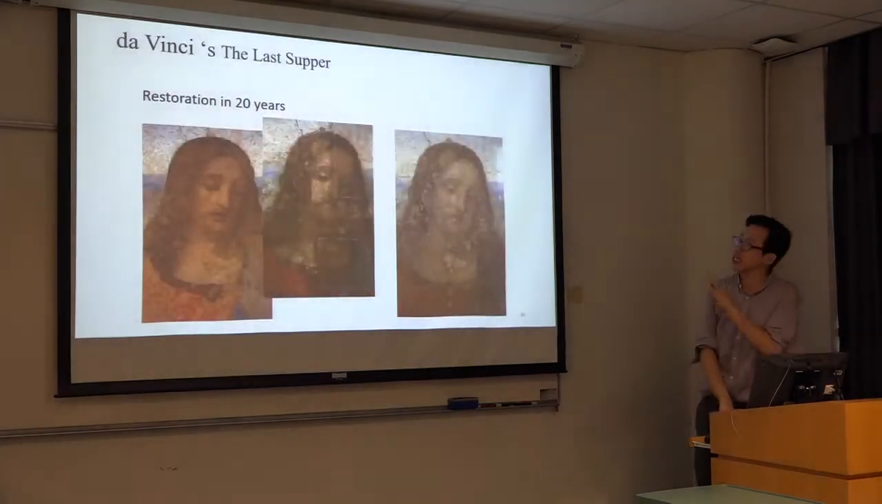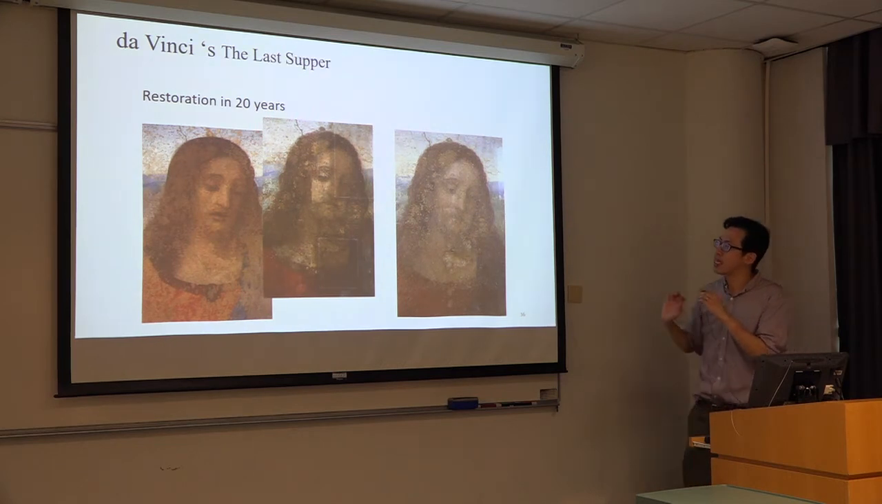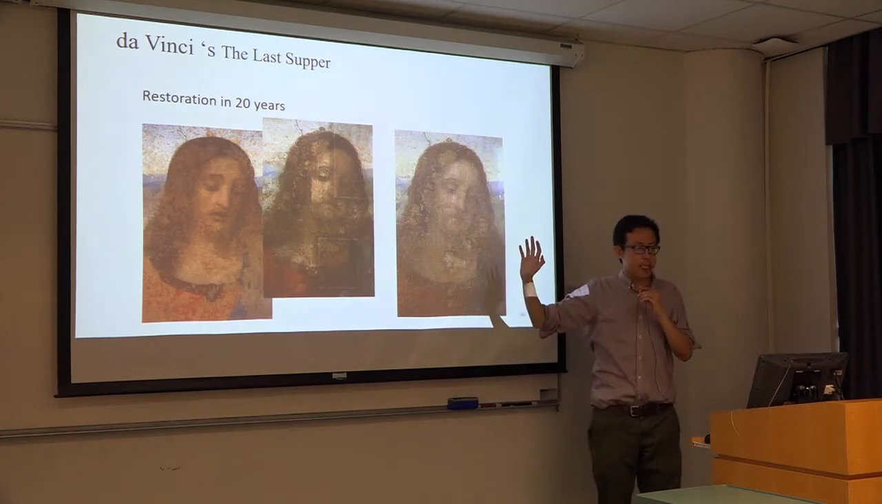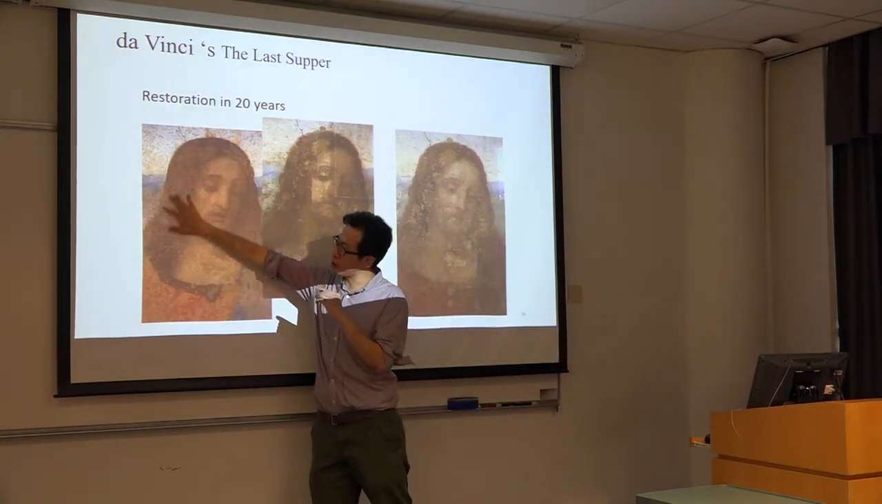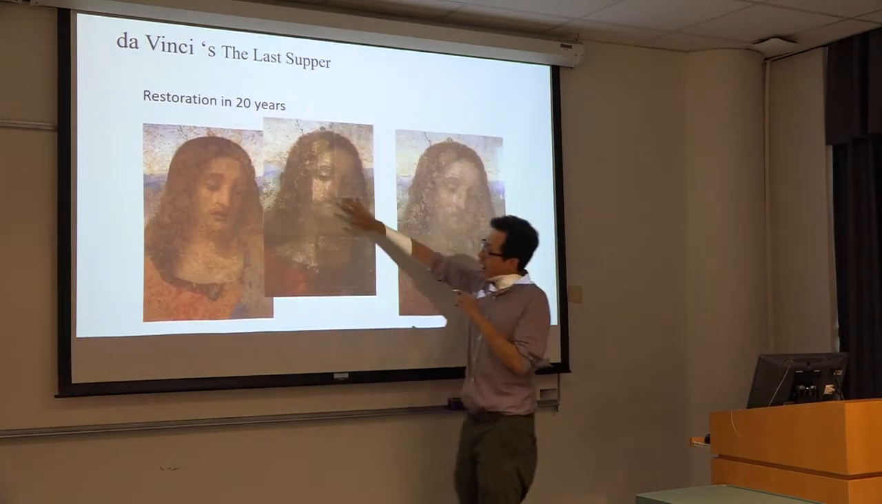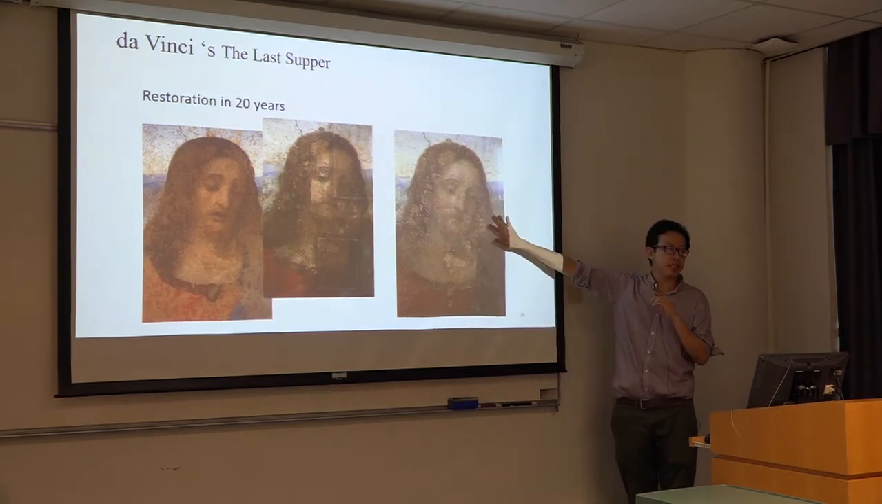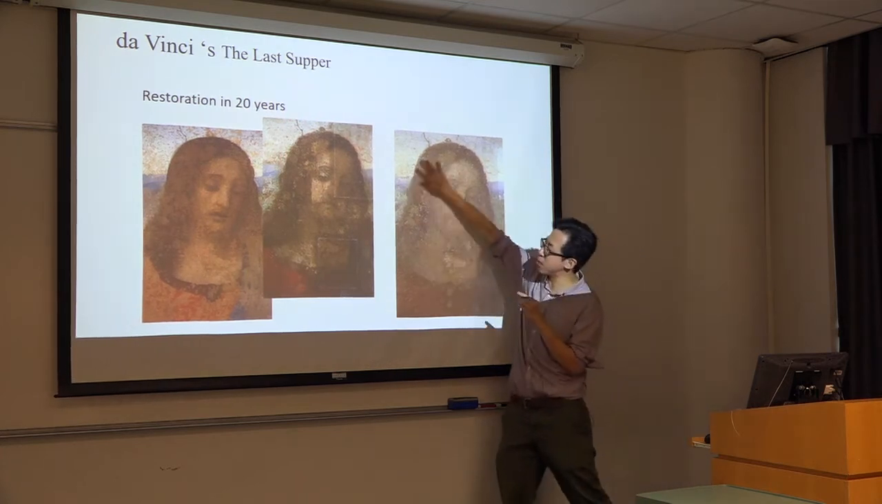And I want to use this example to illustrate why conservation often takes a long time. It is Da Vinci's The Last Supper. It's a very famous oil painting. That is the original appearance 30 years ago, and this is after restoration. But the whole process took 20 years to finish, and just finished this part.